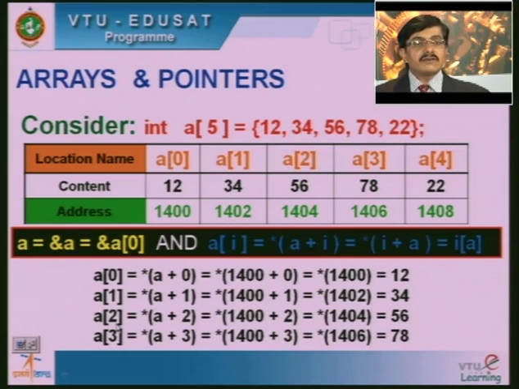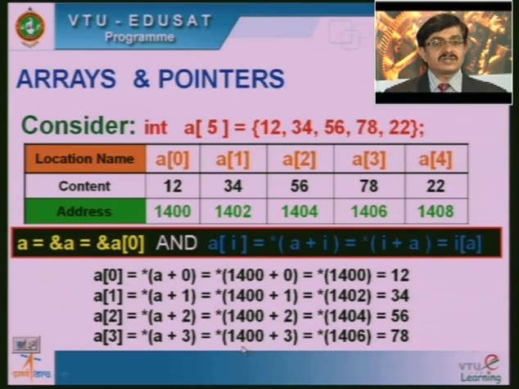Similarly, if I go for A of 2, star of A plus 2 means star of 1400 plus 2. Since we are dealing with integer pointers, adding 2 to it means 2 into 2, so adding 4 bytes to this particular address 1400. Here we get the value at address 1404. What is the value at address 1404? It is the value 56, which is the same as A of 2 only. Similarly, A of 3 means star of A plus 3, which is star of 1400 plus 3, and here this 3 gets multiplied with 2 because an integer will take 2 bytes of memory area.